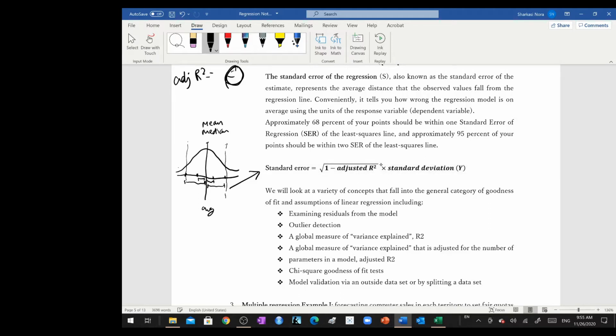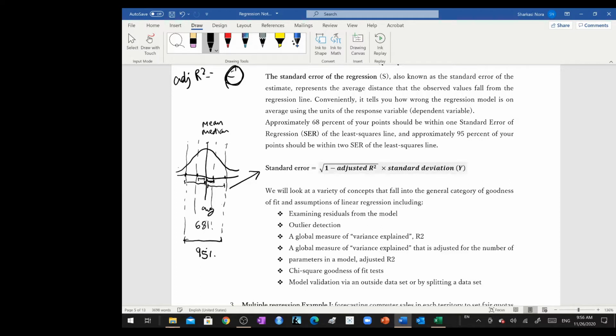And usually, to satisfy the normal distribution, you go by the 68, 95, 99.7 rule, where if 68% of the data points lie within 1 standard deviation, and if 95% of the data points lie within 2 standard deviations, then this is an indication that this is a normal distribution.